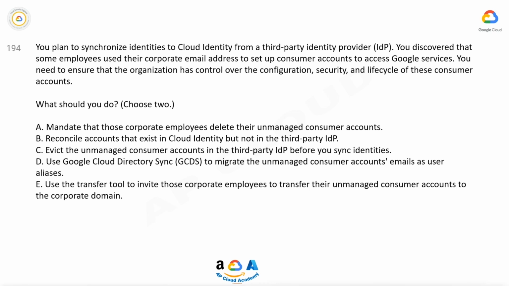A. Mandate that those corporate employees delete their unmanaged consumer accounts. B. Reconcile accounts that exist in Cloud Identity but not in the third-party IdP. C. Evict the unmanaged consumer accounts in the third-party IdP before you sync identities. D. Use Google Cloud Directory Sync, GCDS, to migrate the unmanaged consumer accounts' emails as user aliases. E. Use the transfer tool to invite those corporate employees to transfer their unmanaged consumer accounts to the corporate domain.